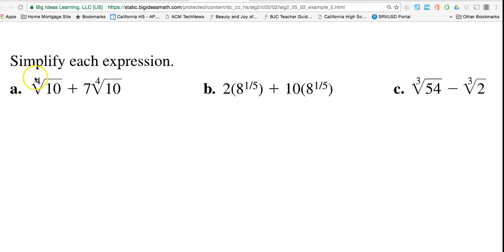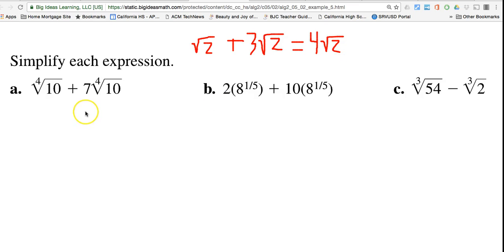For example, if this was the fourth root of 10 plus the third root of 10, those would not be like terms because the indexes are not the same. This is just like you've done previously when you've worked with square roots. If you remember, you've done problems like root 2 plus 3 root 2, and all you're doing is counting up the number of root 2's that you have. You've got 1 root 2 plus 3 root 2's. 1 plus 3 is 4, so you have 4 root 2's.